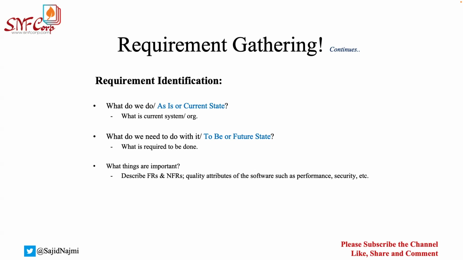Now, what things are important for you when you're capturing the requirements? Everything is important. To name some of them I've written here, you have to describe properly what the functional requirements are and what the non-functional requirements are. When I say non-functional requirements, what does it mean? It means the quality attributes of the software, such as performance, security, scalability, usability. Functional requirement is the main thing, the main action of that project. Non-functional requirements are everything supporting the functional requirements.